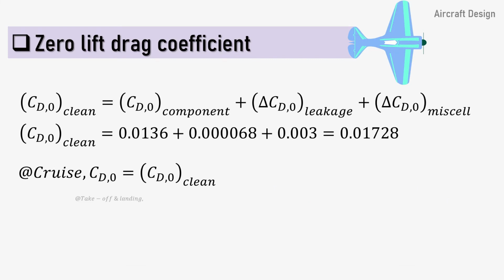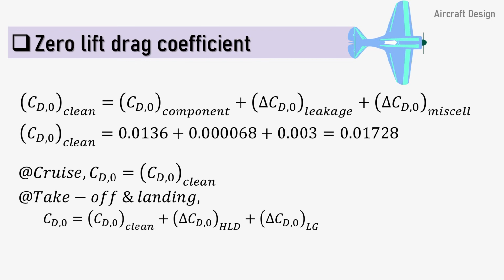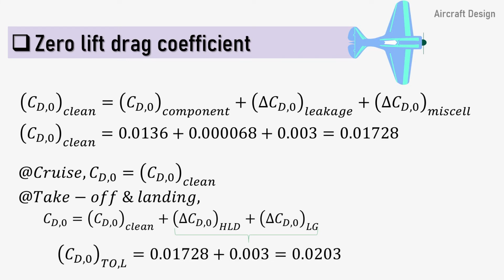At the time of takeoff and landing, CD naught equals CD clean plus CD naught of the high lift device plus CD of the landing gear, 0.0022 and 0.004 in case of takeoff and landing. And these parameters will be added during takeoff and landing. So it is coming to be around this.